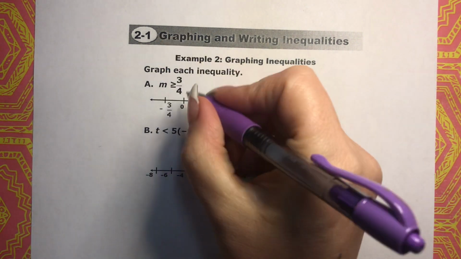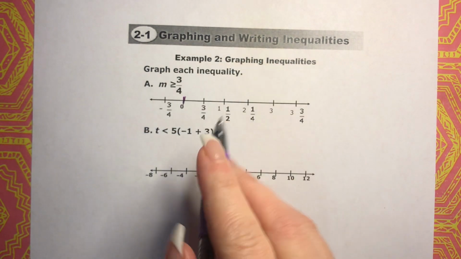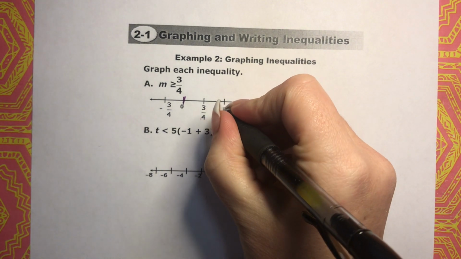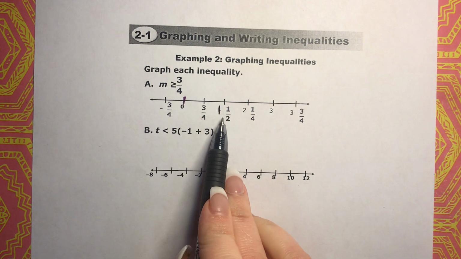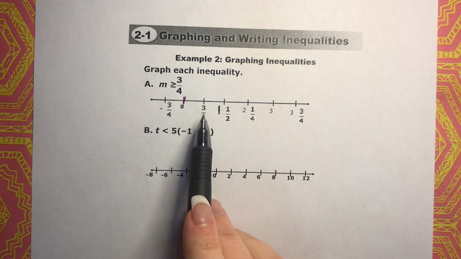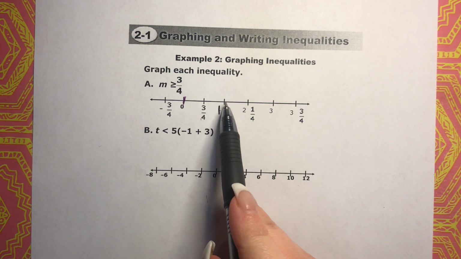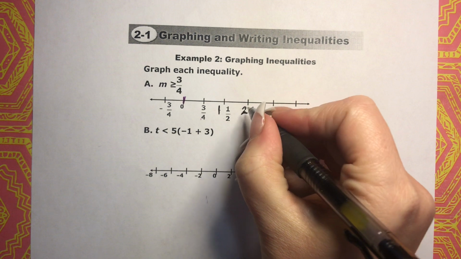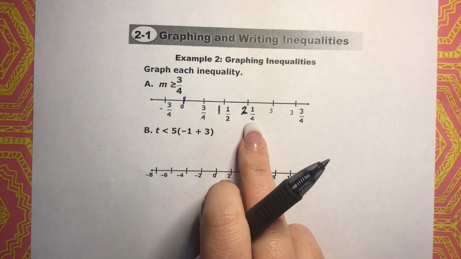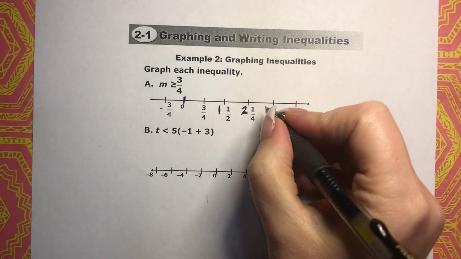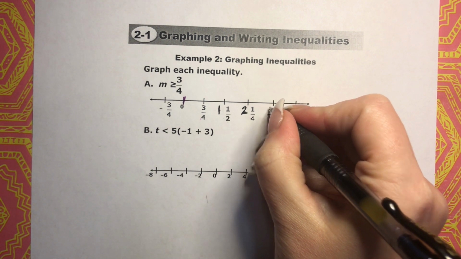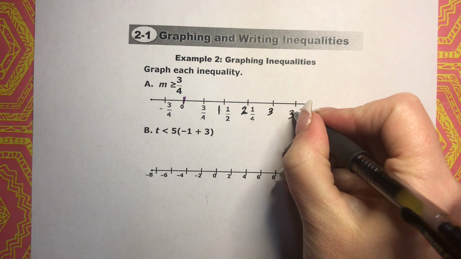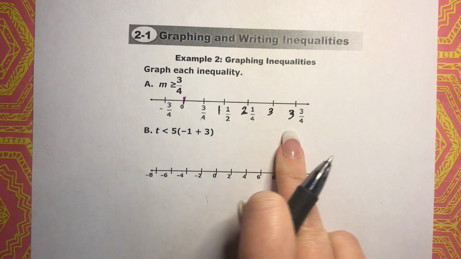So this is 0, right? This is 3/4, and then this is 1 1/2. That's what 3/4 plus 3/4 is, 1 1/2. And then if you add 3/4 to 1 1/2, you get 2 1/4. And then if you add 3/4 to 2 1/4, you get 3. And then if you add 3/4 to 3, you get 3 3/4. I just feel like these numbers are so small, so I just want to make them a little bit bigger.